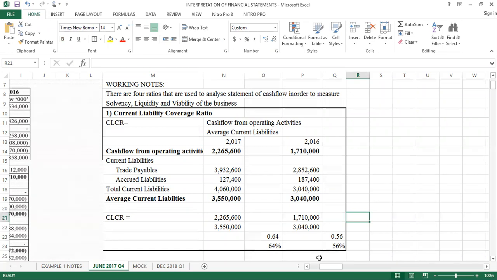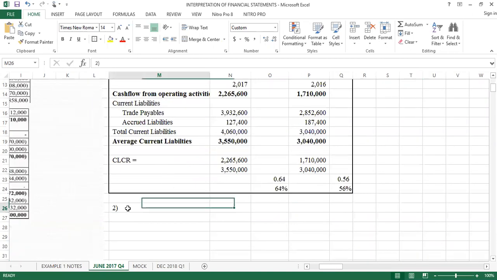If it is above 100, the performance is good. We are in a position to cover current liabilities. If it is below 100, we are not in a position to cover current liabilities.